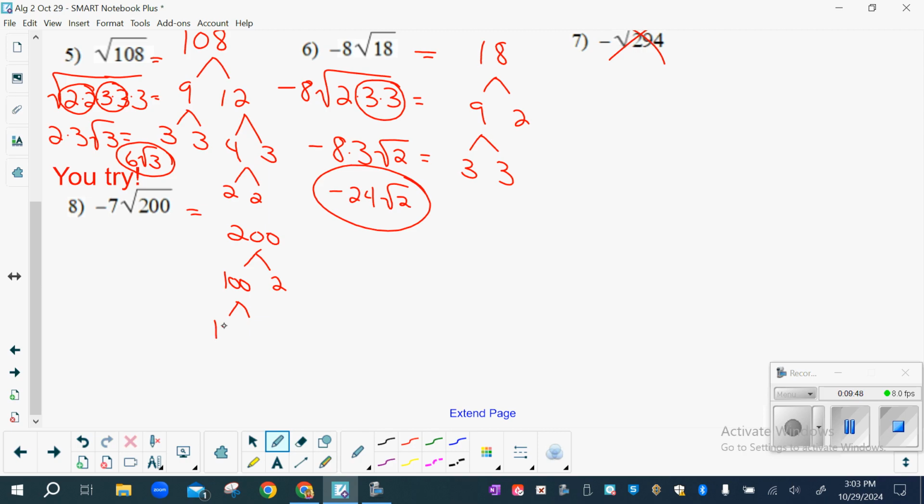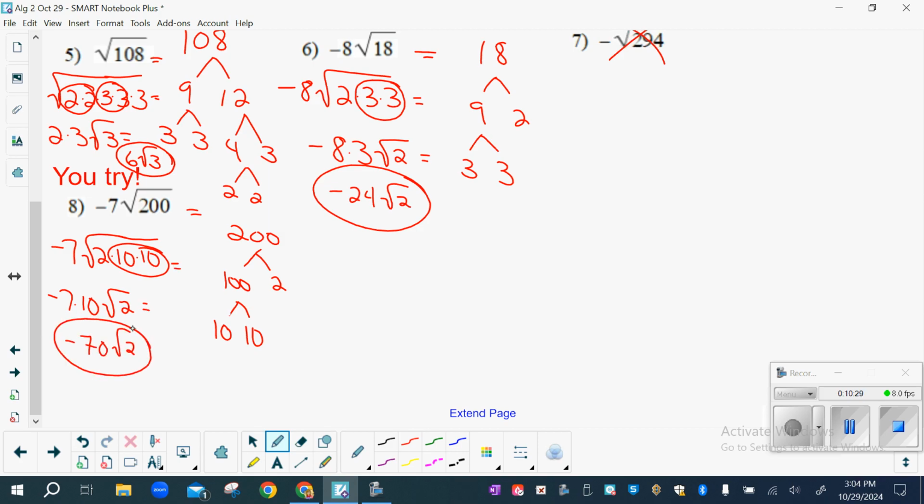Actually, I did it right. Okay, let me show you something real quick on this problem. It's not going to change your answer. But notice, once we got to this 100, we get 10 times 10. You just leave it there, because we want pairs. So even though you can go down further, make it easier on yourself. Now you can bring that 10 out: negative 7 times 10 square root 2, or negative 70 square root 2.